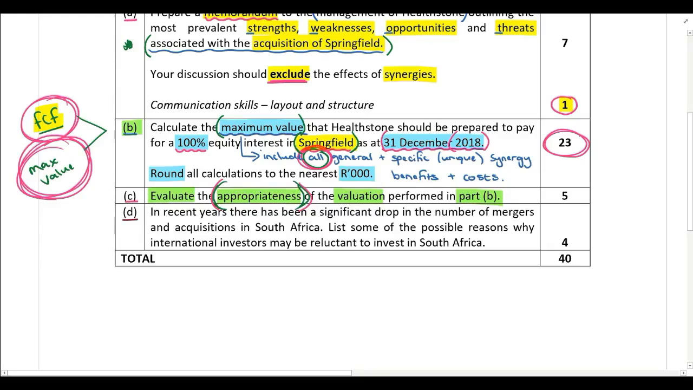Then in part D of the required, in recent years, there's been a significant drop in the number of mergers and acquisitions in South Africa. You need to list some of the possible reasons why international investors may be reluctant to invest in South Africa. All right, guys, and this is for 4 marks. Now, you need to have an awareness of what's going on in the world around you. So what are some of the things going on in South Africa at the moment that would cause international investors to be reluctant to invest in South Africa?